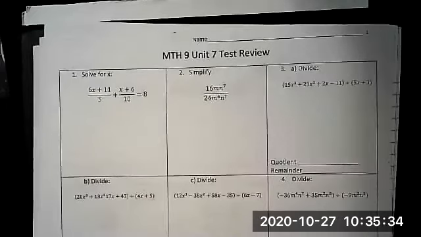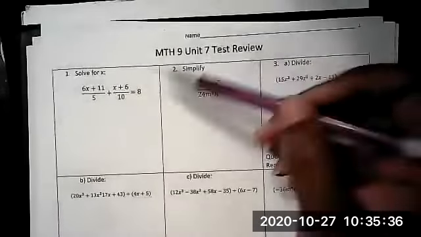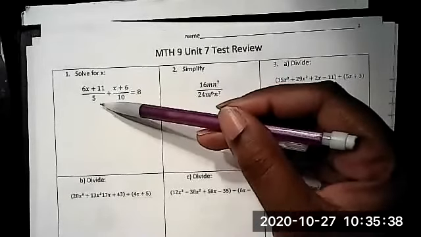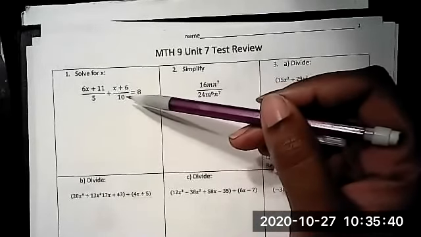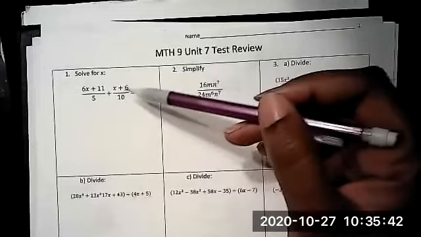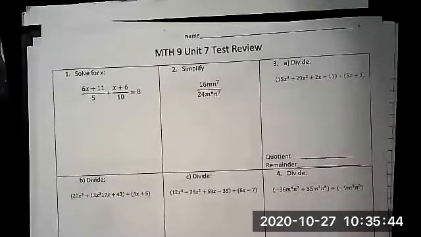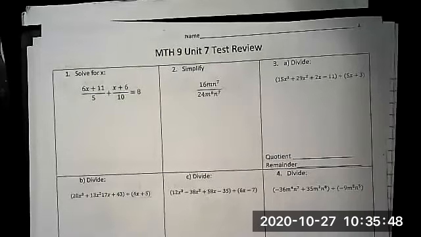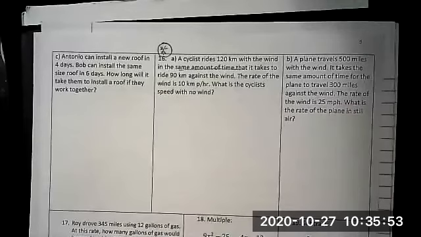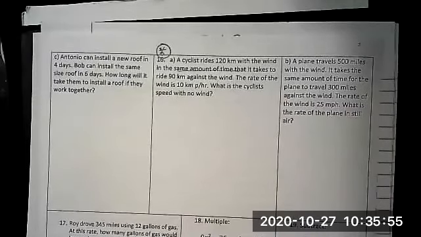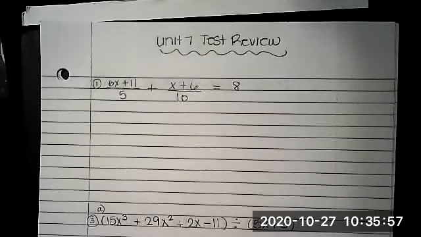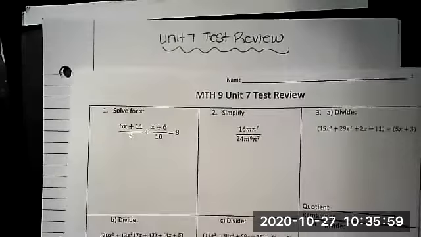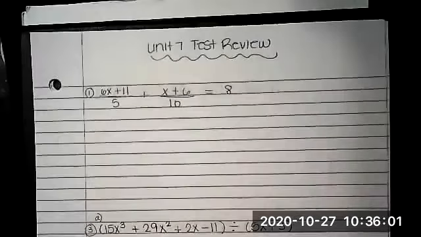All right. So first of all, we have (6x + 11)/5 + 6x... I mean, plus x plus (x + 6)/10 equals 8. When it's an equation, you handle things a little differently as opposed to an expression, and we're going to have both in this review. I've already written it out on a separate sheet of paper because we really don't have a lot of room here.